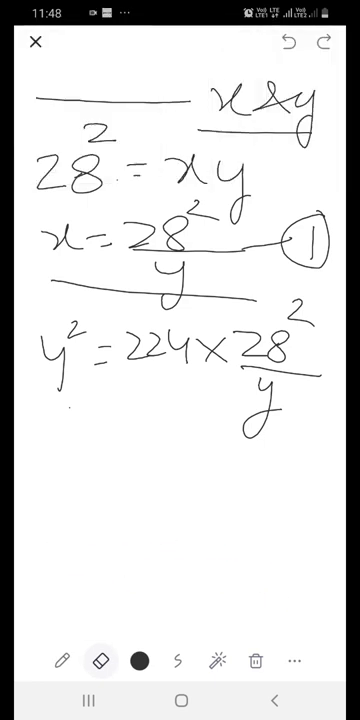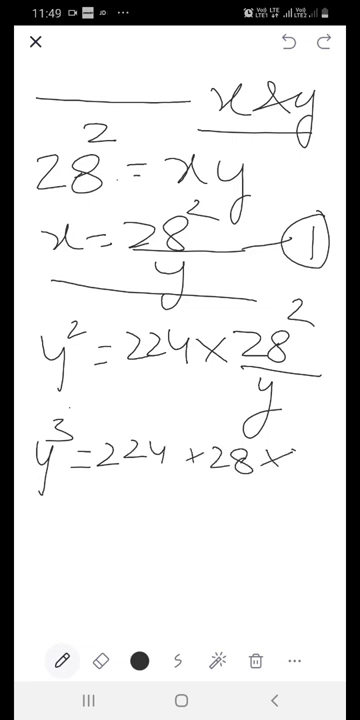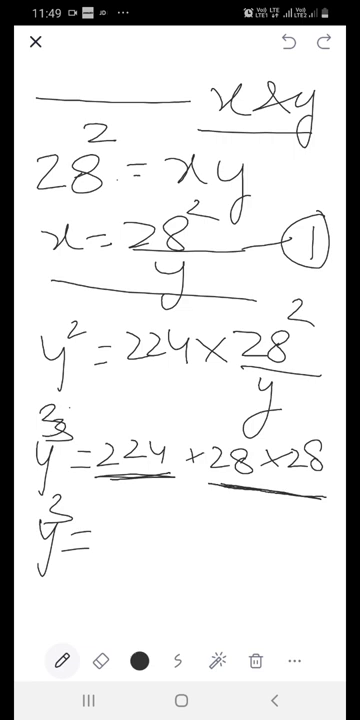You are going to shift this y to the left. It will become y cube is equal to 224 into 28 square, means 28 into 28. Now as it is y cube and we have to find y, it means we have to take cube root. And 28 is having 2 in a pair. It means there must be one more 28 out of 224, because we are going to make 3 pairs, a pair with 3 numbers.